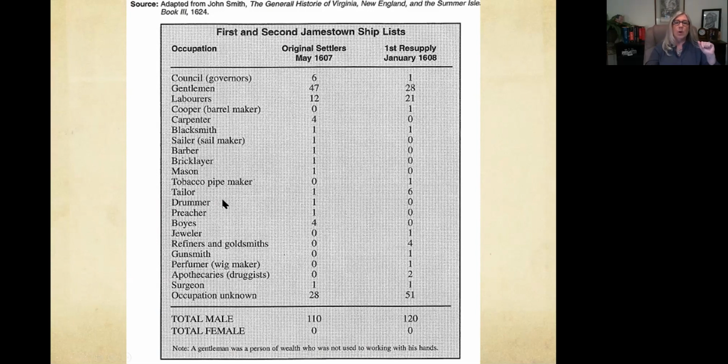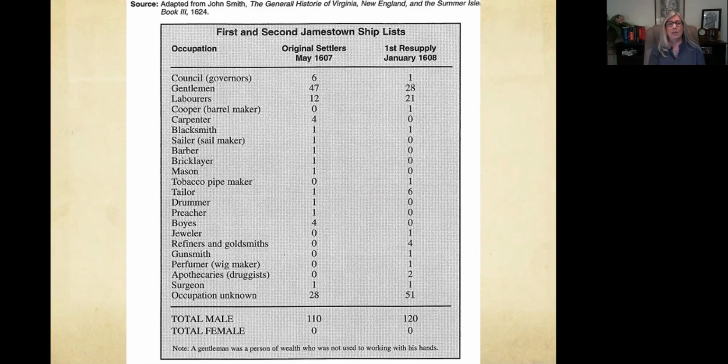Look at their occupations. We had 6 governors, right, or councilmen, so these would have been aristocrats, 47 gentlemen. So what does it mean to be a gentleman in 1607? Well, it means that you're rich. Okay, so these are gentlemen or people of wealth not used to working with their hands. We've got 4 carpenters. Well, hallelujah, we've got 4 carpenters who may be able to do a little something, but only out of 110. There's only 4 people who might be able to know where to begin to build a house or something like that.